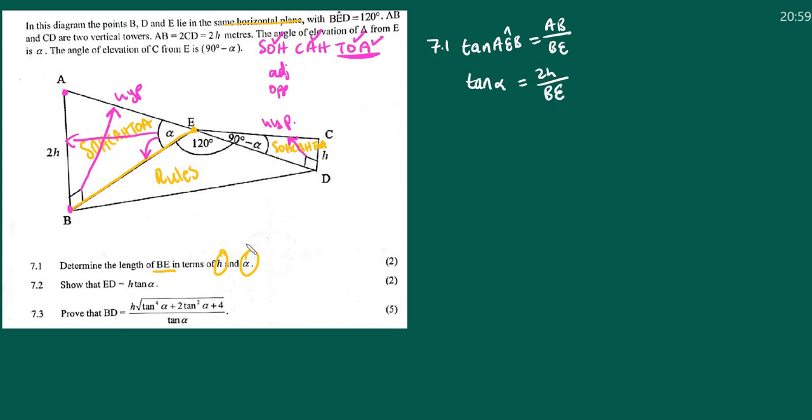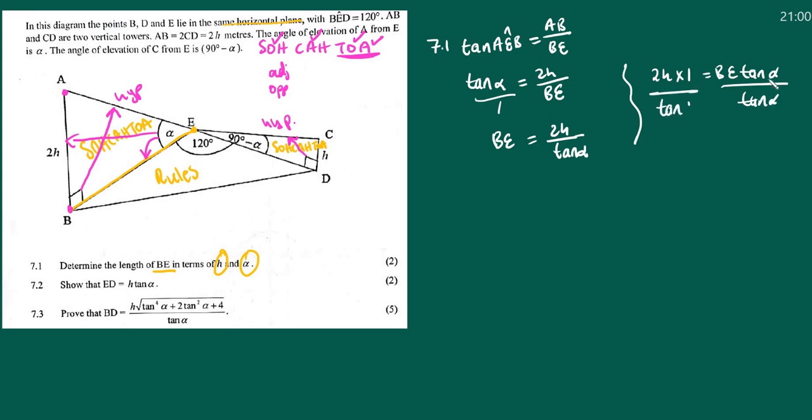I don't have BE, but they want BE. When they say determine the length of BE, BE must be the subject of the formula. You know from the proportionality theorem that you are able to switch these two. So you are able to say BE is equal to 2H over tan alpha. If you feel like this will be a problem, then you can cross multiply. You can say 2H times 1 equals BE tan alpha. Then you divide by tan alpha on both sides, and you'll be left with BE. Okay, so you have gotten your 2 marks there.